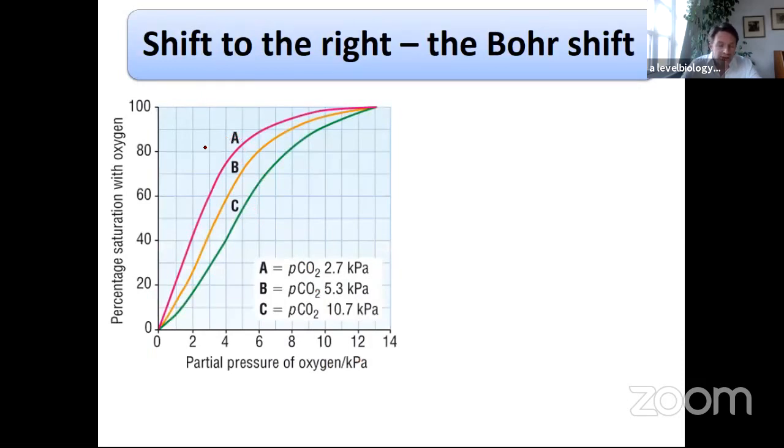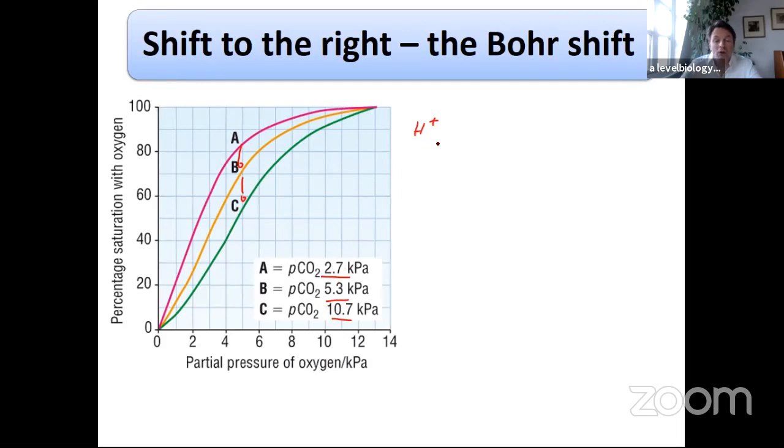Very often you see this called the shift to the right, and I've kept it as a shift to the right. What it actually is, is a shift downwards. So if we've got A, which has a low partial pressure of carbon dioxide, B has a medium, and C has a high. The more we increase the partial pressure of carbon dioxide, the more hydrogen ions you're going to produce, because the more carbonic acid is going to be produced, because you've got a higher concentration of carbon dioxide.